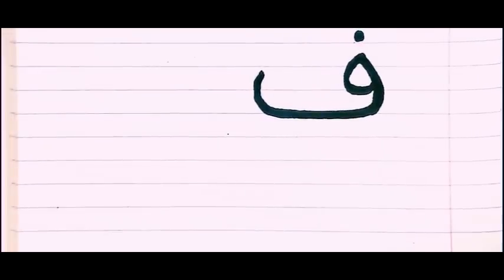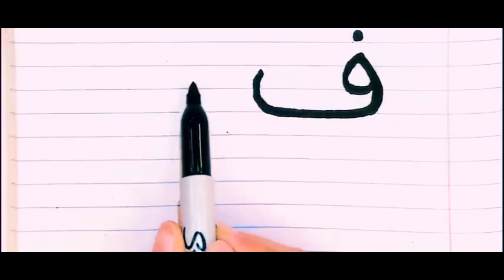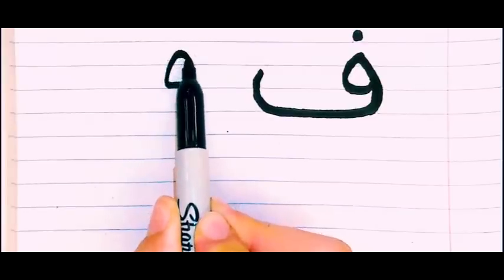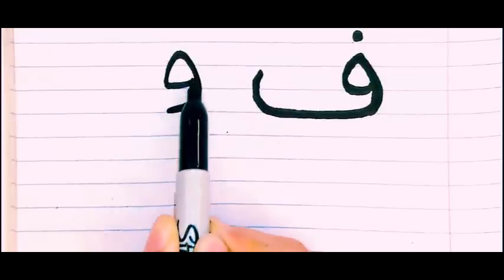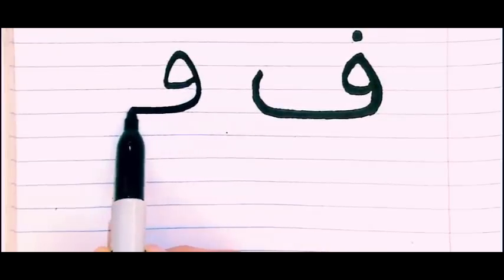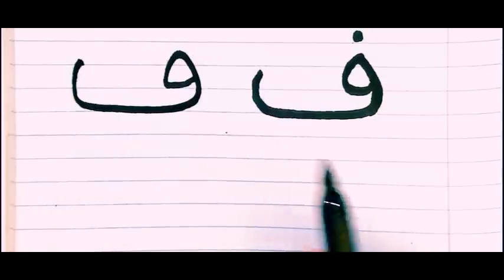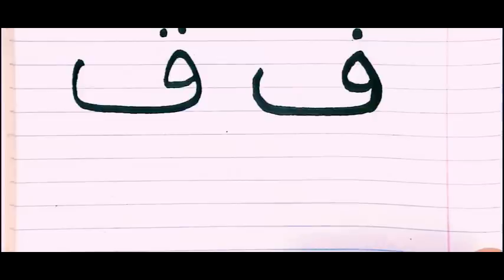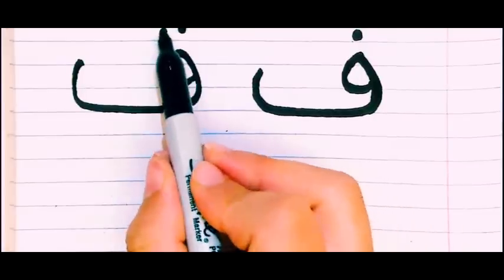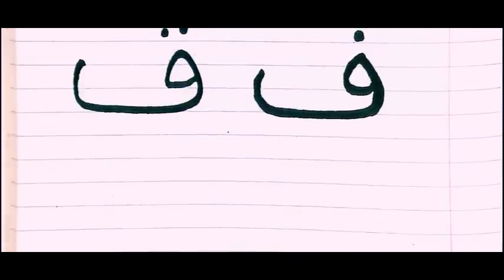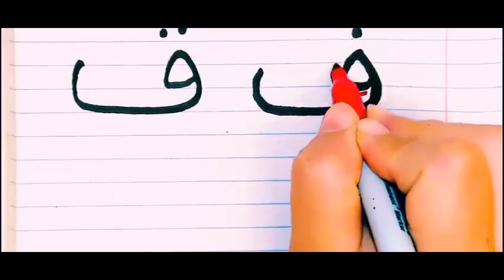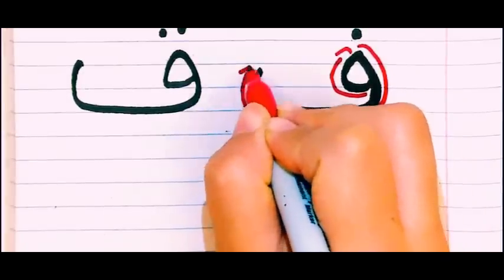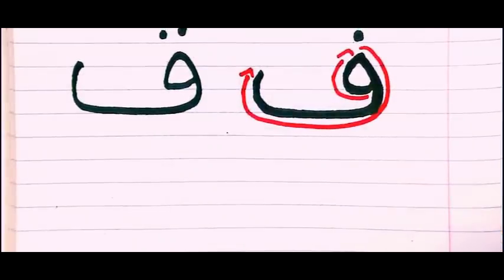So I'm going to write qaf next to it. Same shape. Start my oval shape and then go down. This is connected. Go down and just curve it. Put 2 dots. Qaf. So you start this way and you bring it all the way here. Fa, fa.